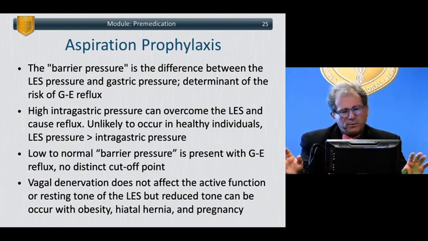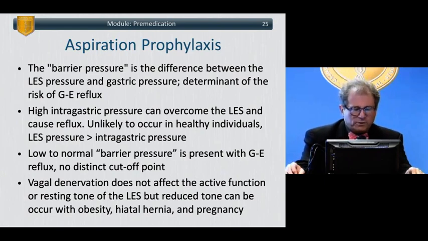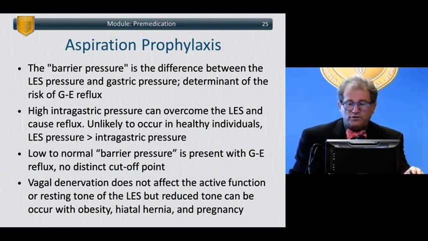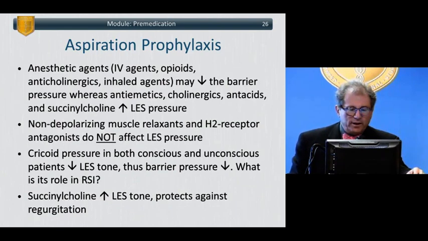Because the barrier pressure is the difference between the lower esophageal sphincter pressure and the gastric pressure. That determines the risk of gastroesophageal reflux. High intragastric pressure can overcome the lower esophageal sphincter and cause reflux. This is unlikely to occur in normal individuals because the lower esophageal sphincter pressure exceeds the intragastric pressure. Low to normal barrier pressure is present in GE reflux, and there is no distinct cutoff. Vagal denervation does not affect the active functioning or resting tone of the lower esophageal sphincter, but reduced tone can occur in obesity, hiatal hernia, and pregnancy.